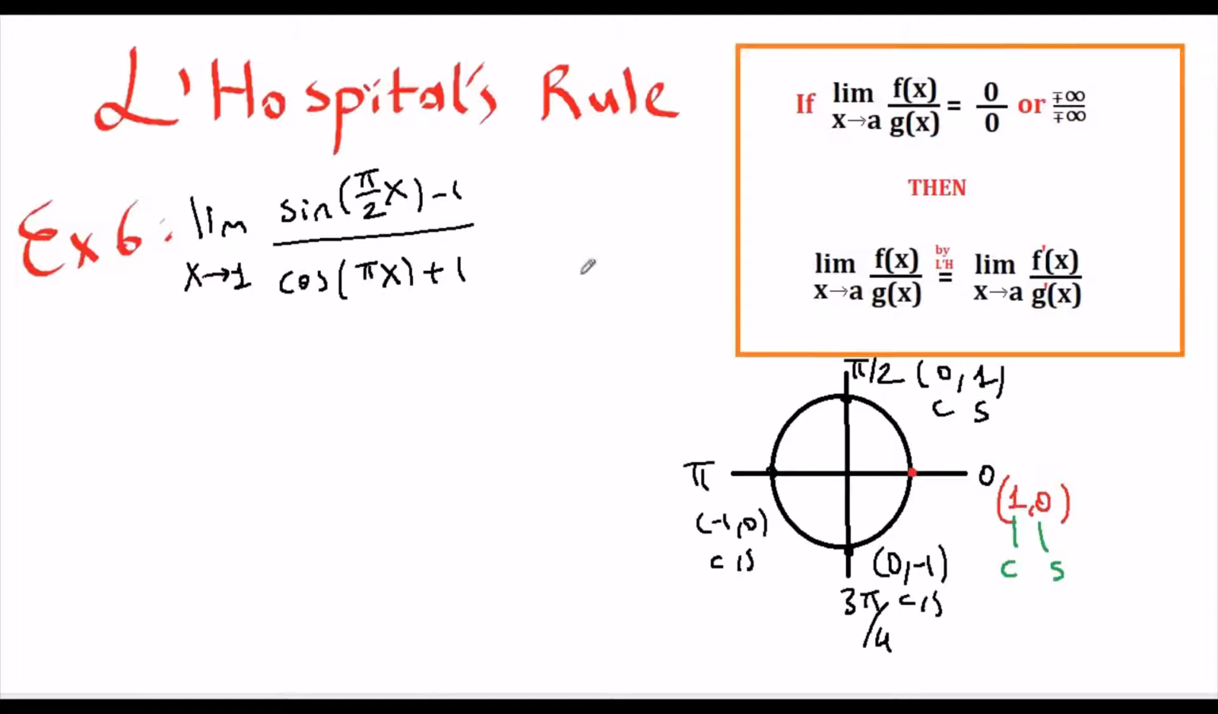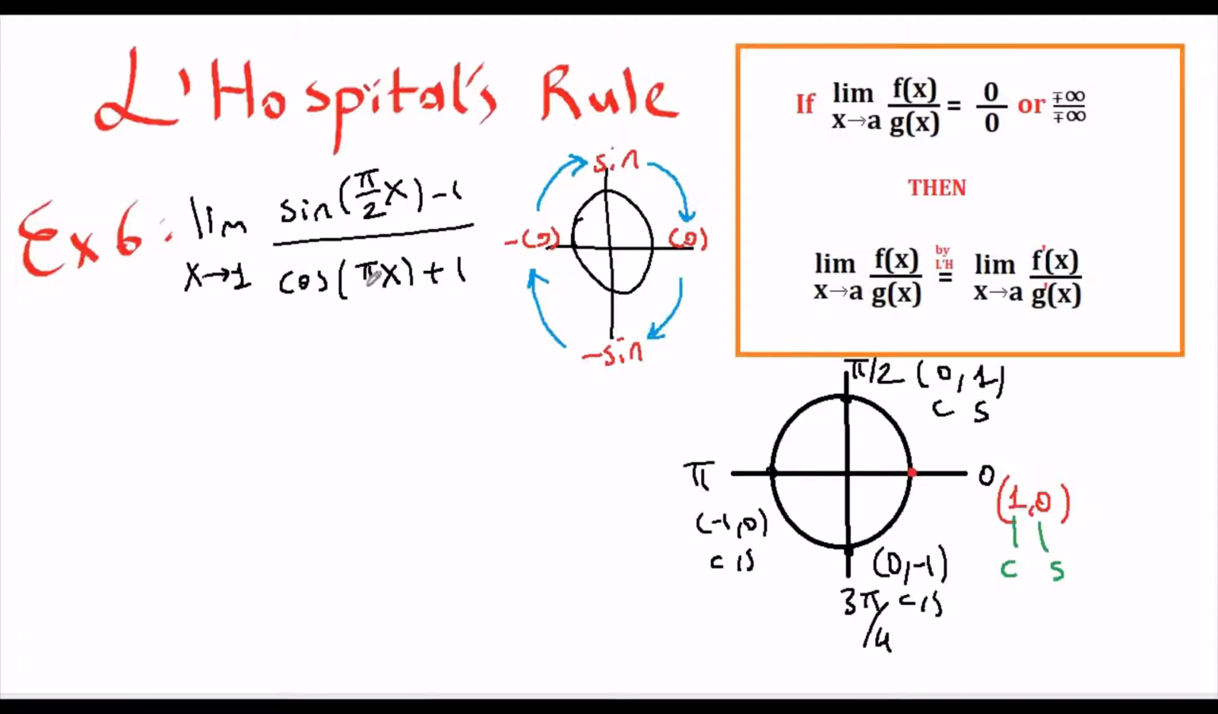We also need to know the derivatives of sine and cosine, so I would like to illustrate that on the unit circle here as well. Let this be our cosine positive direction, negative cosine direction, sine positive direction, and negative sine direction. So if we go clockwise, we get the derivatives of each trigonometric function.